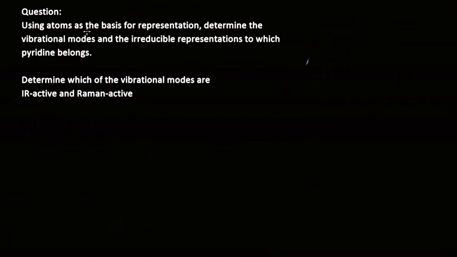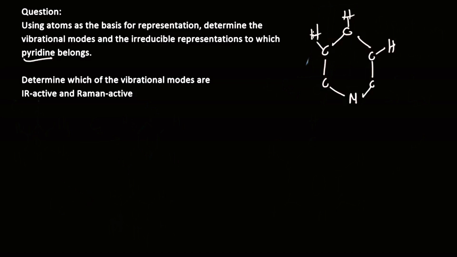Alright, so using atoms as the basis for representation, we need to determine the vibrational modes of this compound, pyridine. The first thing is to identify the point group. For you to identify it, let's draw the structure. So this is pyridine. We have C, C, and N, and there's hydrogen here, hydrogen, hydrogen, hydrogen, hydrogen. So this is the structure of pyridine, right?